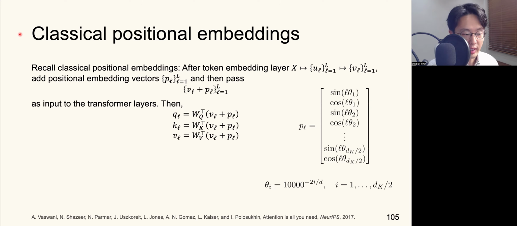Next, we have the rope positional embedding. Recall the classical position embedding mechanism. After the tokenization and the token embedding layer, we get these V vectors, and we add the positional vectors P to these token embedding V vectors, and then we pass these vectors to the transformer layers. Here, the positional encoding vectors are defined in this way. It's a bunch of sines and cosines with the theta frequencies defined in this way.